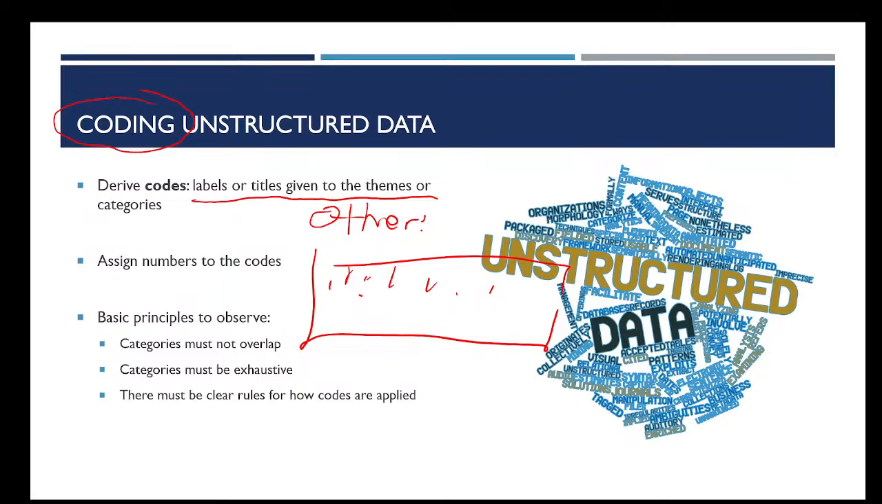Okay, so your categories, when you talk about the categories you create, oh yeah, I guess anytime you're doing this, you would assign numbers to codes, which a lot of times now people are using software like NVivo to do it, and it's just automatically going to assign your codes numbers. But in the old days, when people did this by hand, they would actually physically assign a number to it.